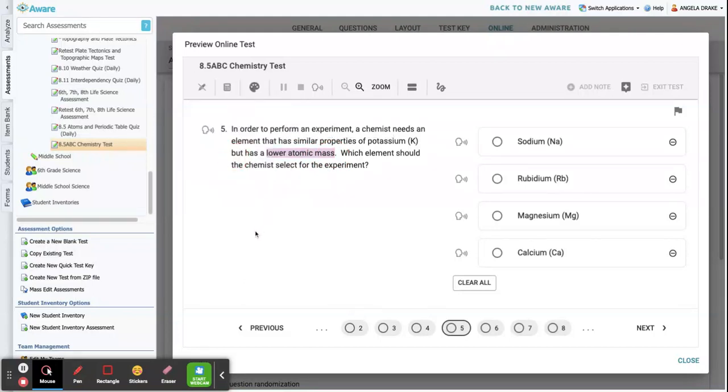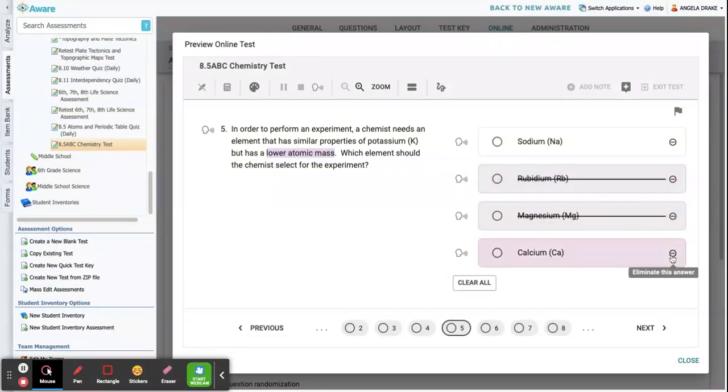So I have sodium, lithium, and hydrogen that all have a lower atomic mass. So the only one of those that's an answer choice is sodium.